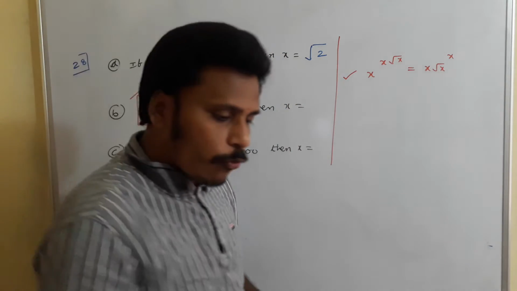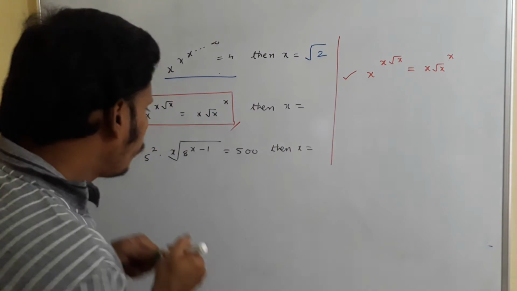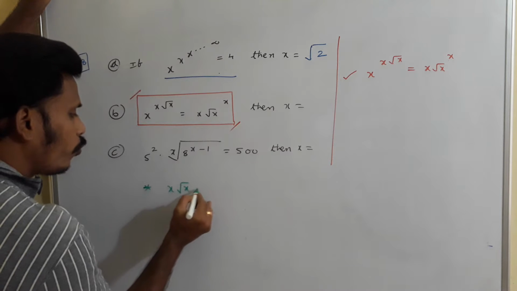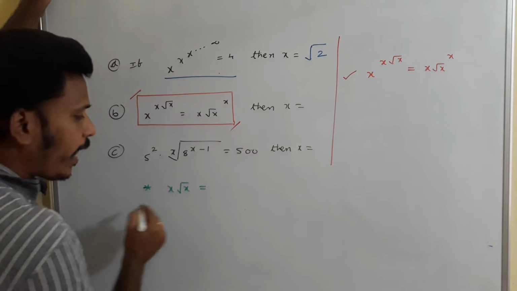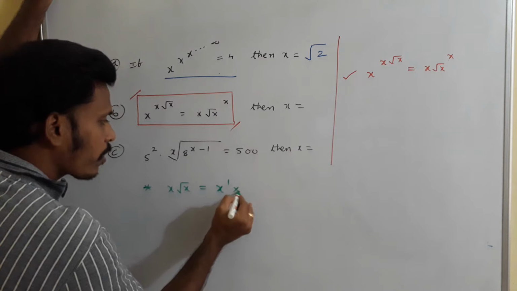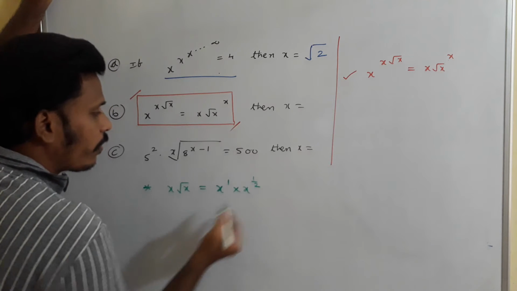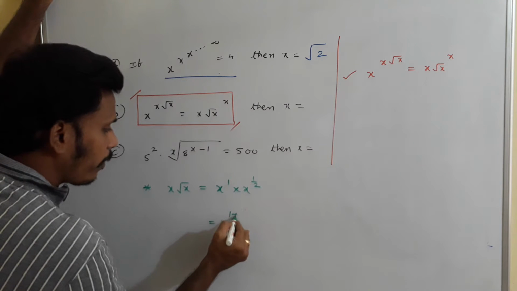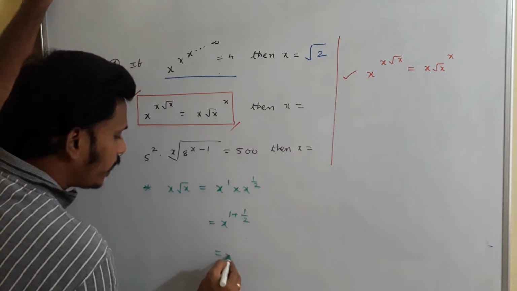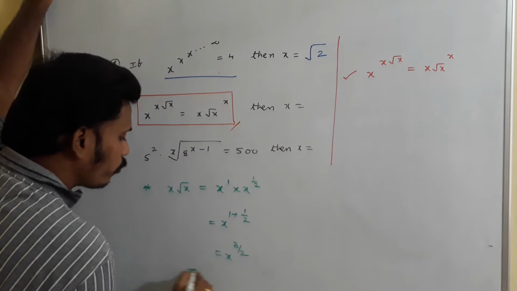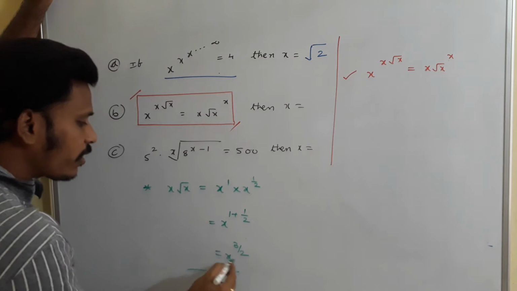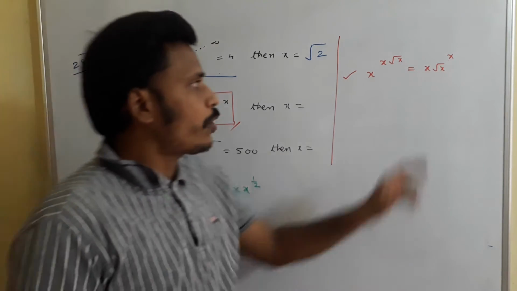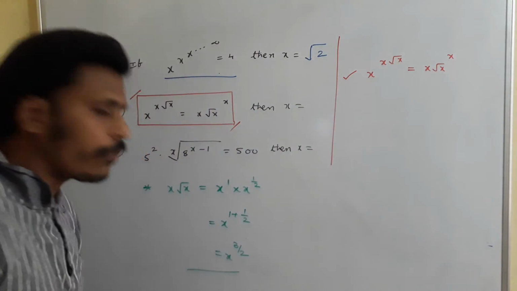Before finding the value of x, first think about x root x, which means x into root x. x is x power 1 and root x is x power 1 by 2. x power 1 into x power 1 by 2 is x power 1 plus 1 by 2, that means x power 3 by 2. So x root x is nothing but x power 3 by 2. You just rewrite x root x in the given problem with this x power 3 by 2.